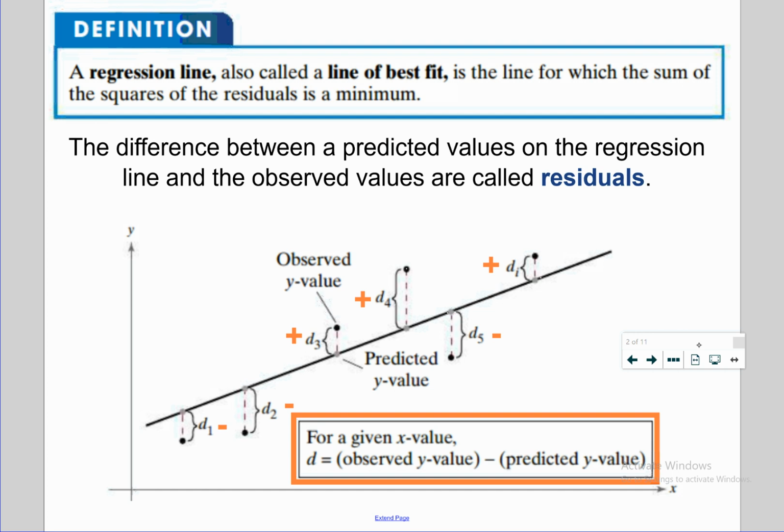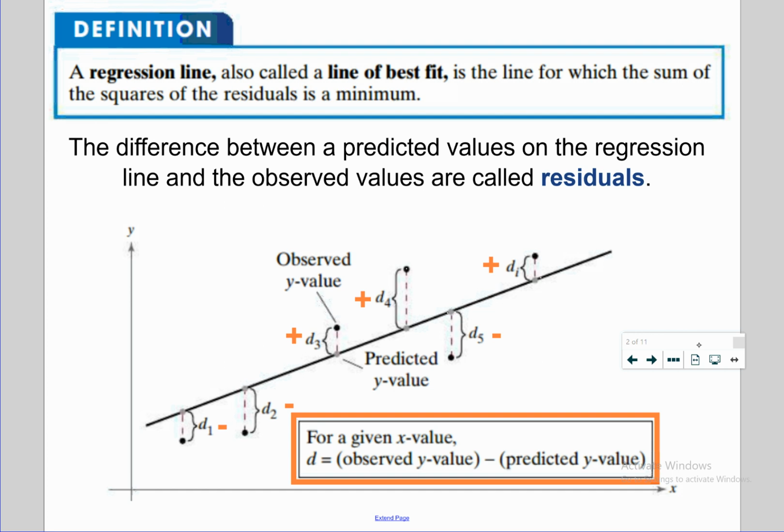A residual is the difference between an observed value and a predicted value, and that's what it says at the bottom of this slide. Observed value versus predicted. An observed value is the actual point on your scatter plot, or the actual data value from your set. The predicted value is the value we get by plugging that number into the equation we find and then solving for whatever the y value is.